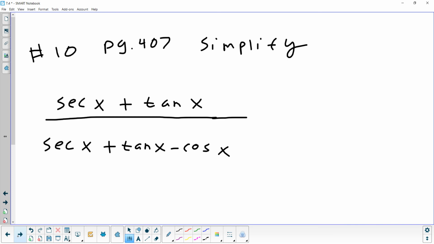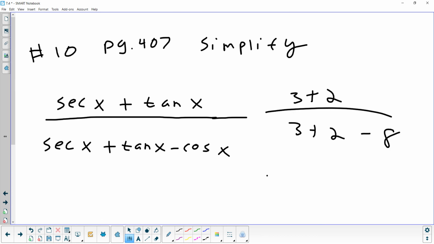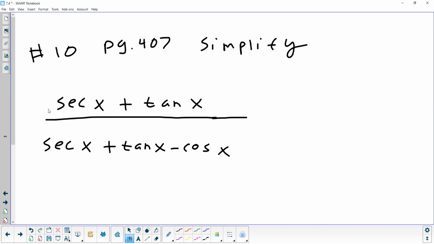So I'm not 100% sure what to do. Won't that just be 1 over negative cosine x? You can't cancel that. Like if you had this, let's just say, you can't say that that's negative 1/8. Yeah, the 3 plus 2 doesn't cancel out like that. All right, so let's see what happens here.